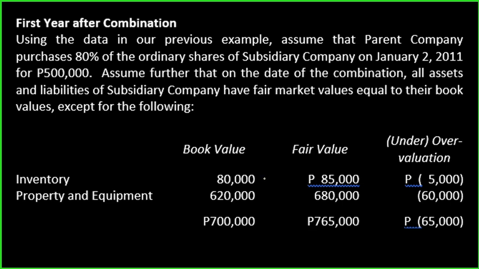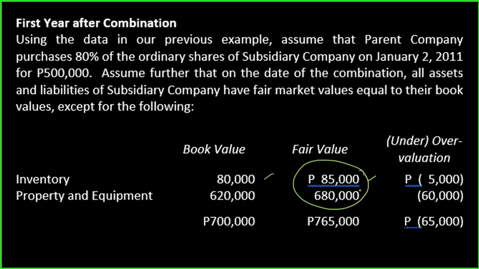Okay, you have here the book values and fair values. So, your inventory is understated. No, it's understated by 5,000, and your property, plant, and equipment is also understated by 60,000. Now, when we say understated, mas malaki yung fair value kesa sa book value. Ano ngayon? Siyempre, number one, you have to revalue inventory and equipment at fair market values.